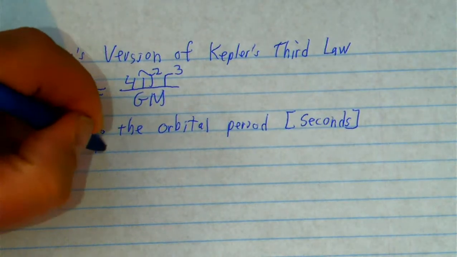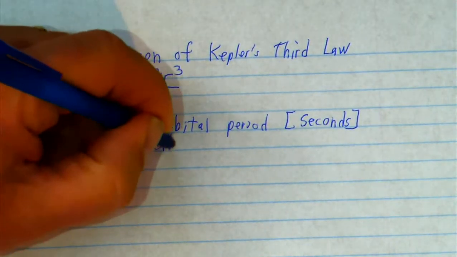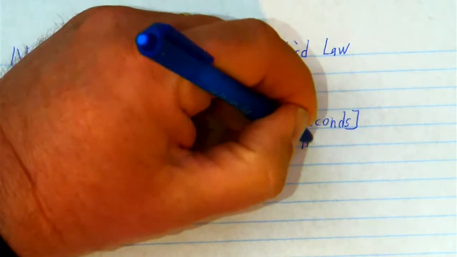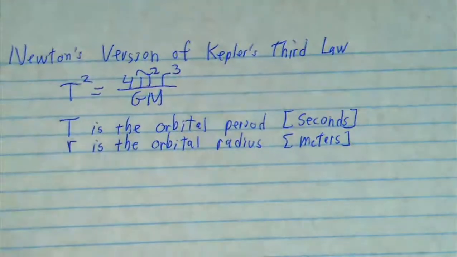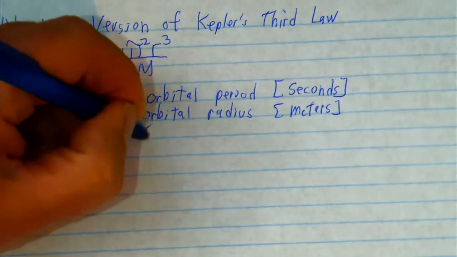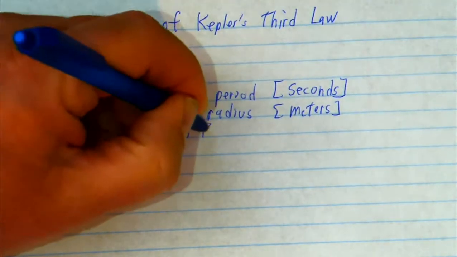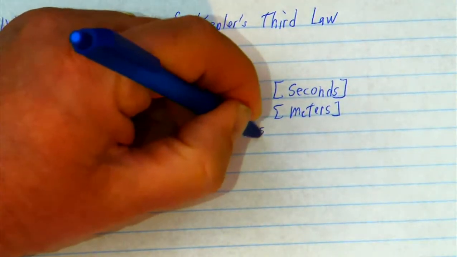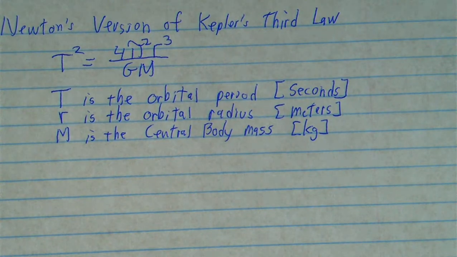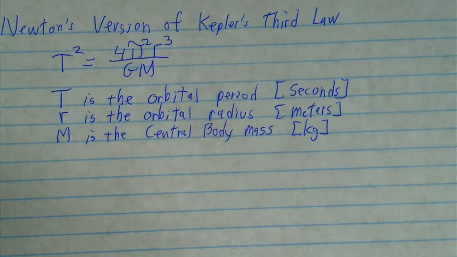R is the orbital radius, and it must be in units of meters in your calculations. And m is the central body mass in units of kilograms. As with all physics equations, if I give you all but one of these variables, you rearrange that equation and solve for that one unknown.